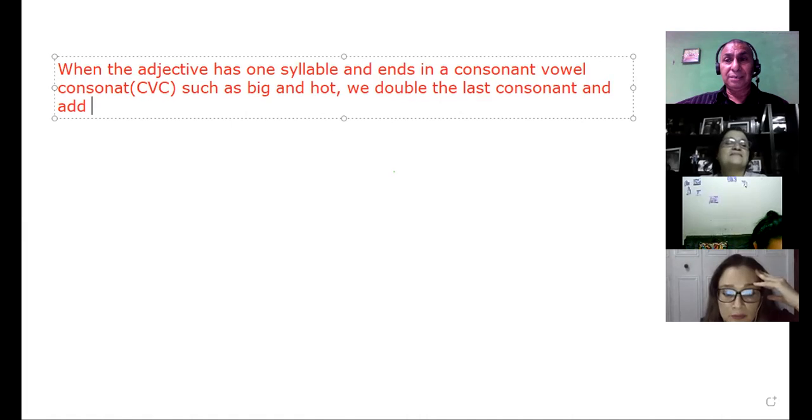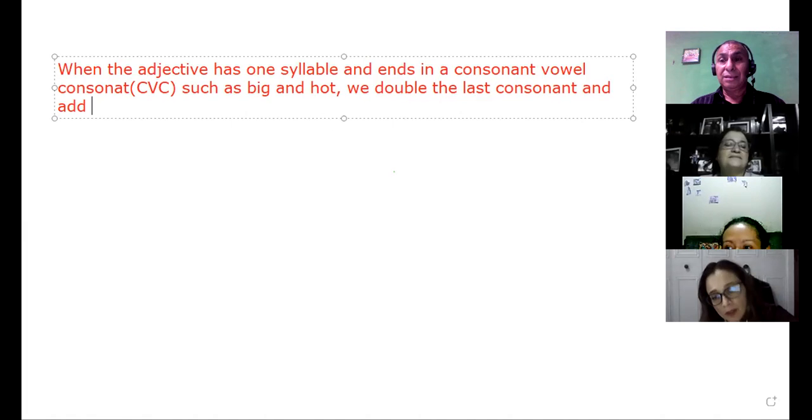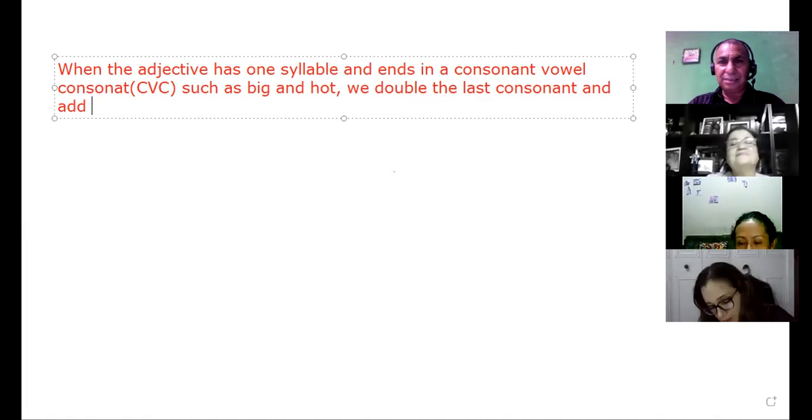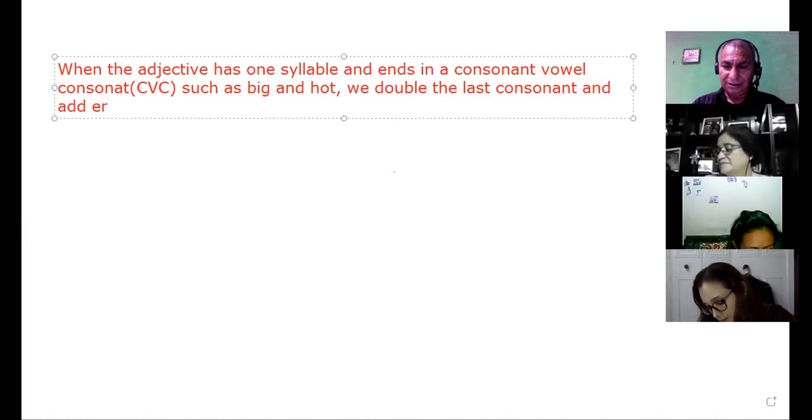So what do we say to make a comparative? We have a one syllable adjective. What do we add? We add ER. Double the last consonant plus ER. Very good. Excellent. Good job. So we double the last consonant and add ER. Remember, it's the same rule. It's just that we are doubling the last consonant, like in big.